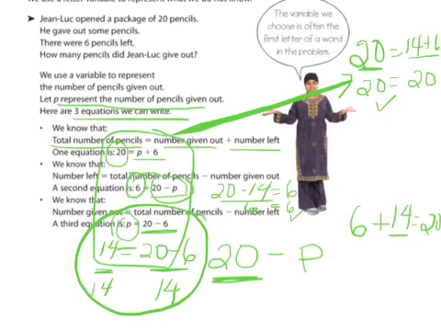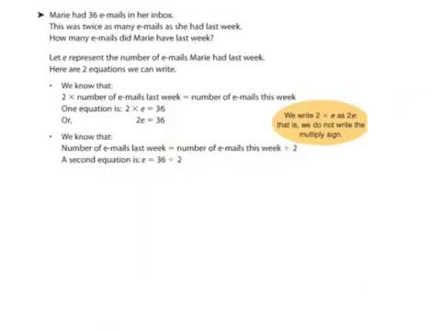All 3 equations, as you can see, all 3 equations work, and all of them give you the answer of P. They tell you the number of pencils. That was 14. All right, let's take a look at another question.